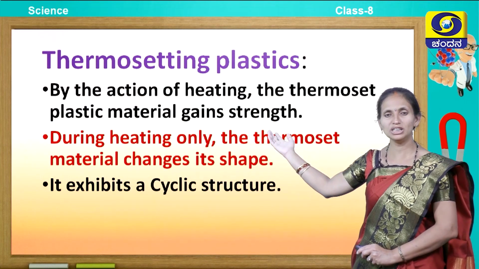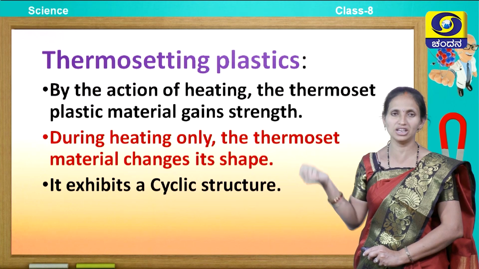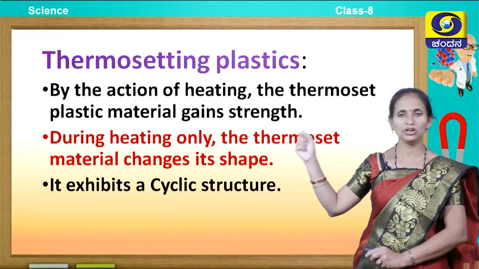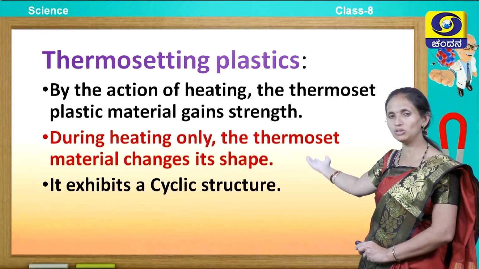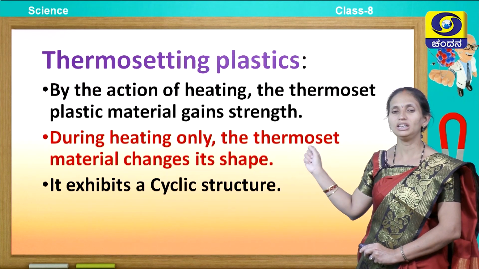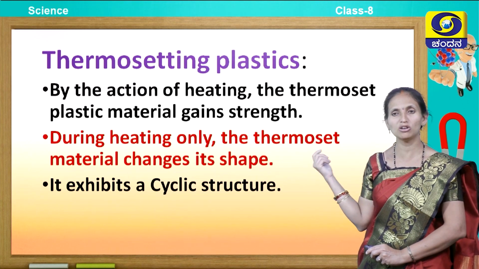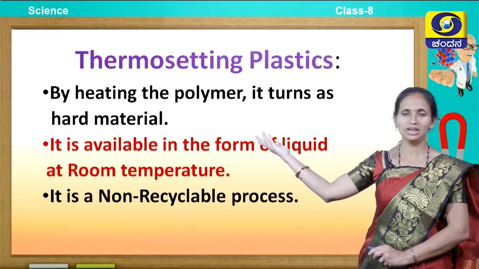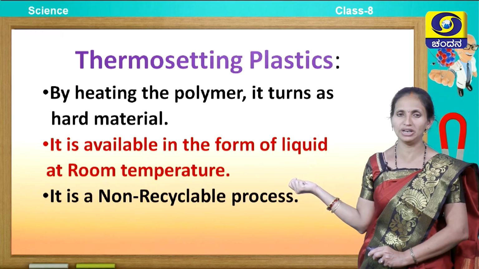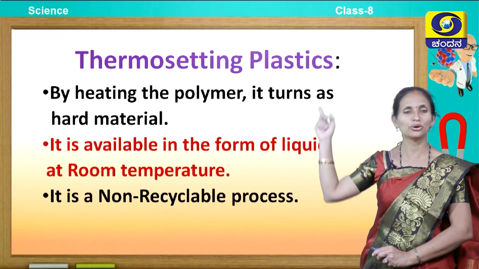By the action of heating, the thermoset plastic gains strength. So, when you heat them, they become stronger. During heating, only the thermoset material changes its shape and it exhibits a cyclic structure. Thermosetting plastics involve cross-link chain arrangements. By heating the polymer, it turns into a hard material, and it is available in the form of liquid at room temperature.